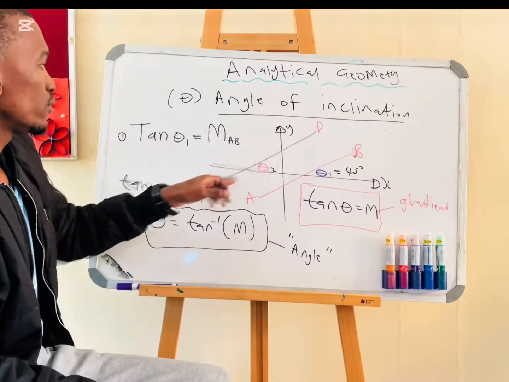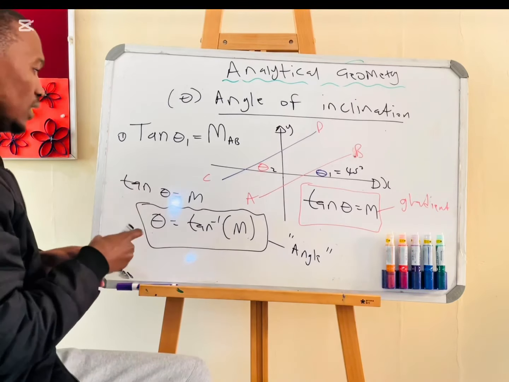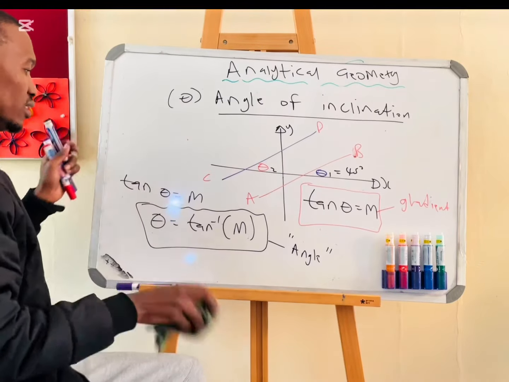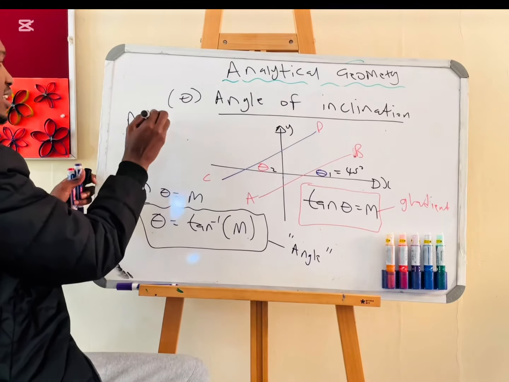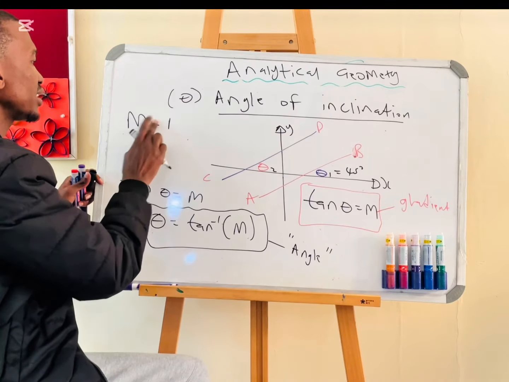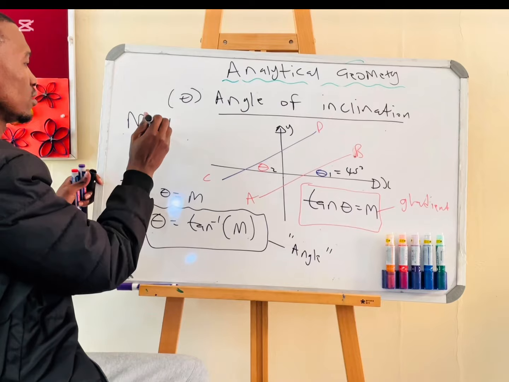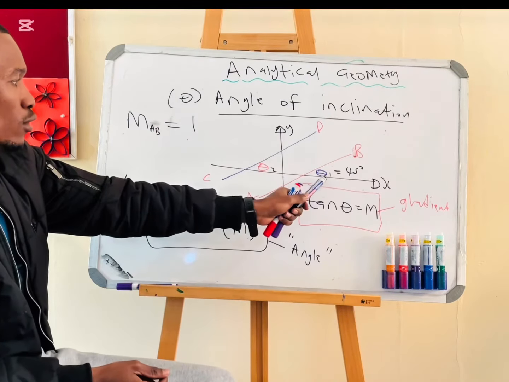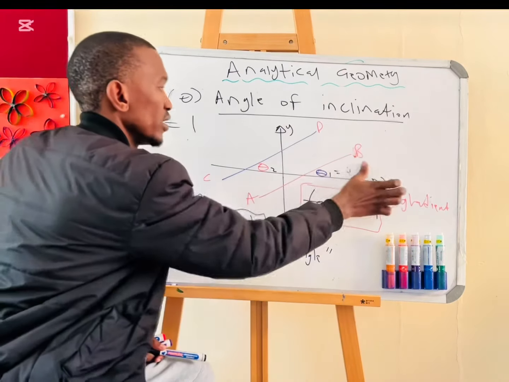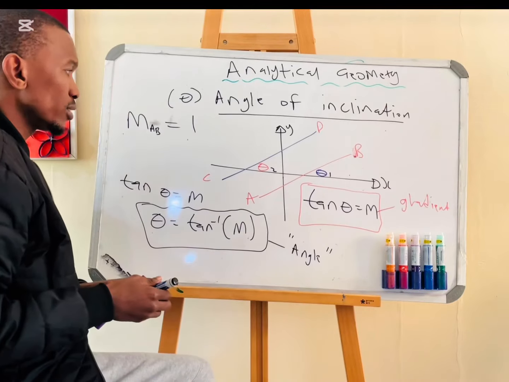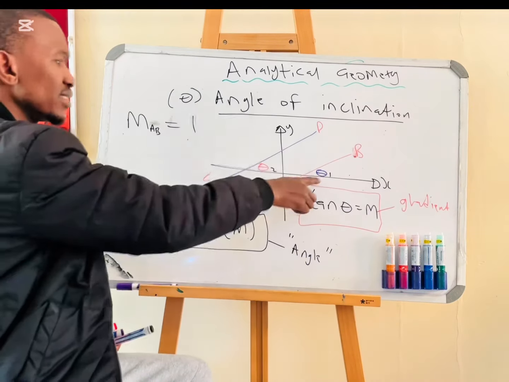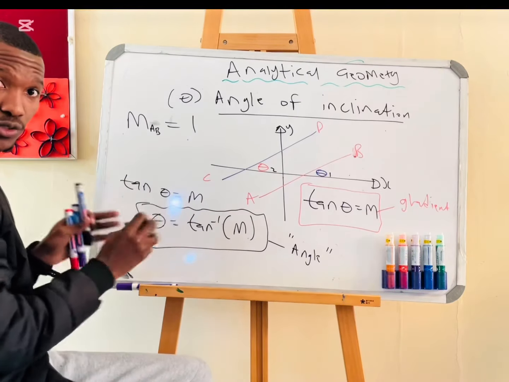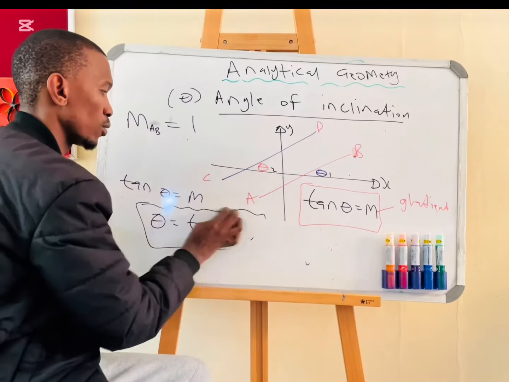For example, let me show you guys, don't worry. Let's just say the gradient of AB equals 1. And then they're looking for the angle of inclination here. We do not know it. They're looking for it. How do you find this angle? This is the formula, guys. Let me show you. I hope you were able to write it down or copy it.